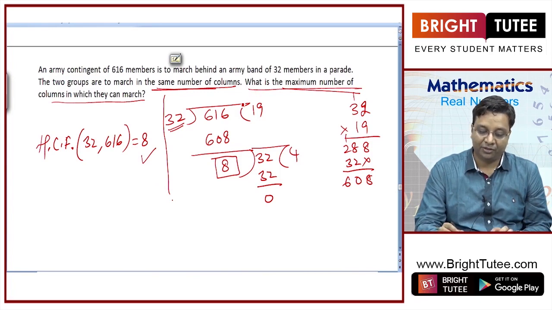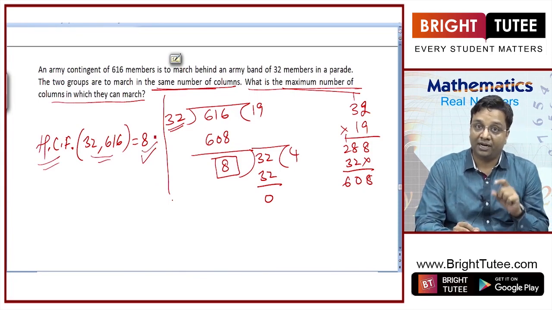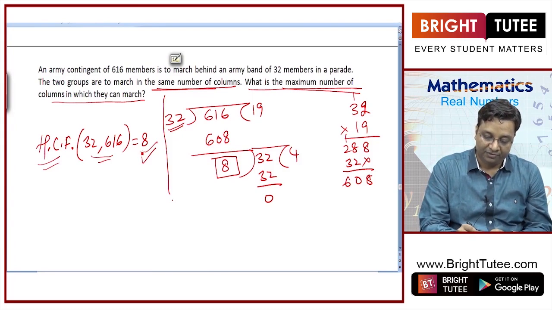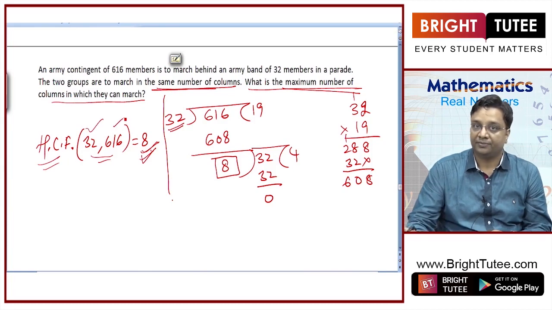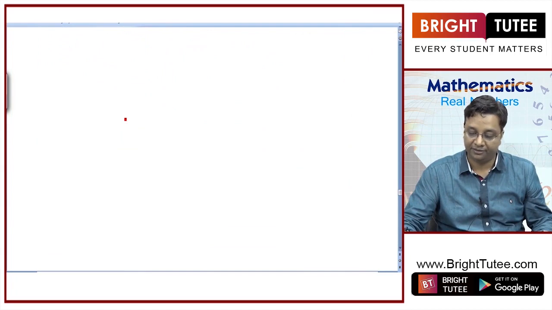What is the maximum number of columns in which they can march? This is the highest common factor of these, so they can march in 8 columns. This is the maximum, because when there are 8 columns, it will satisfy both these numbers. Okay. So the number is 8.